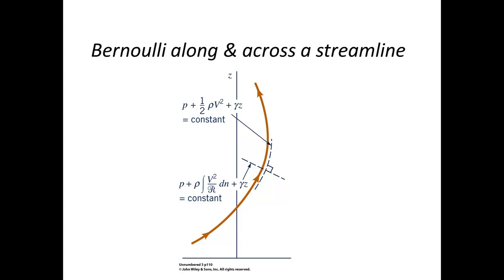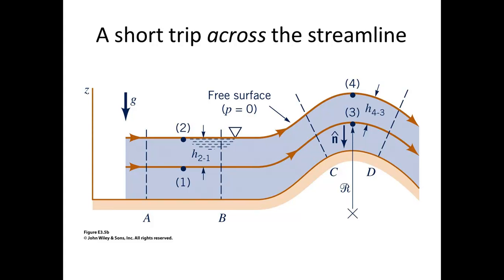The version along the streamline is, in my experience, by far the more common. The one normal to the streamline is not used as much, partly because getting the radius of curvature R is not so easy. But before we zero in on the along streamline case, let's look a bit at this second, less common case.